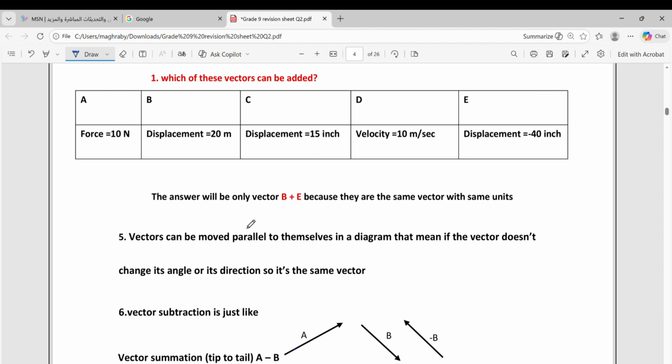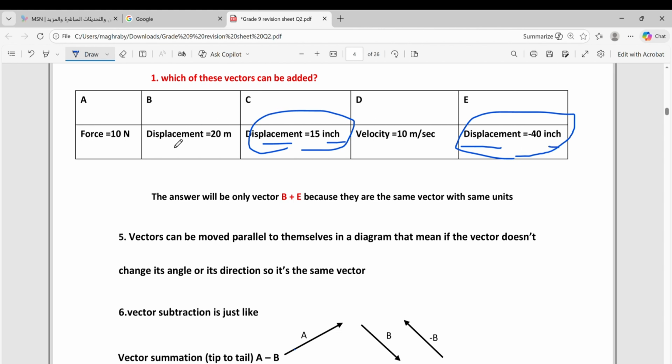This question was wrong. It asks which of these vectors can be added, and we said before you can't add any two physical quantities if they don't have the same unit. So which physical quantities here have the same unit? You will find this displacement with 15 inch, and this displacement with negative 40 inch. So the only two physical quantities that can be added are C and E, because they are the same physical quantity and the same unit, inch and inch, displacement and displacement.